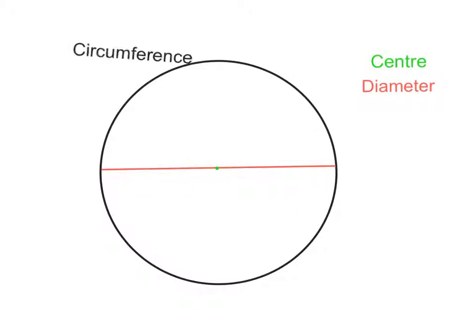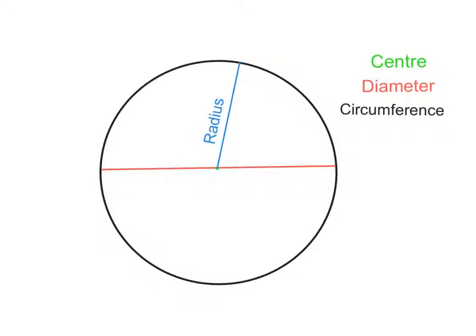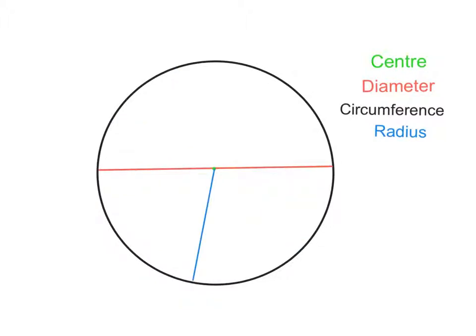The circumference is the distance that goes all the way around the circle, shown by the black line here. Any line going from the middle of the circle, shown in green, to the outside of the circle, shown in blue, is called the radius. You should notice that the radius is half the diameter, or in other words, the diameter is twice the radius.